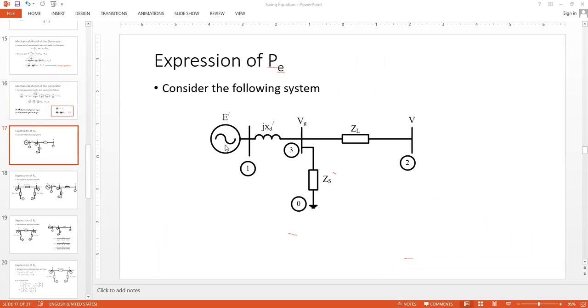For getting the expression of Pe, we consider a simple network. This is the one line diagram where the synchronous generator is represented by a voltage source behind a transient reactance, jXd dash. So this is your generator itself. VG is the external voltage for the generator. What is the difference between VG and E dash, or simply E? What is the relation or difference between these two? Could they be equal in any case?